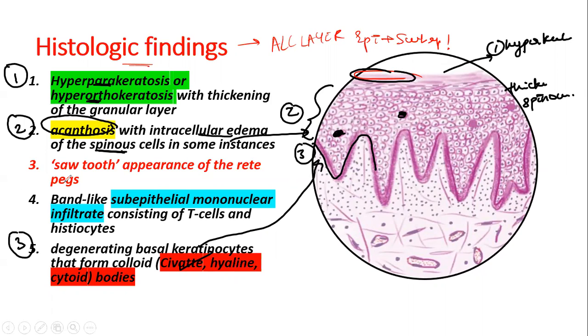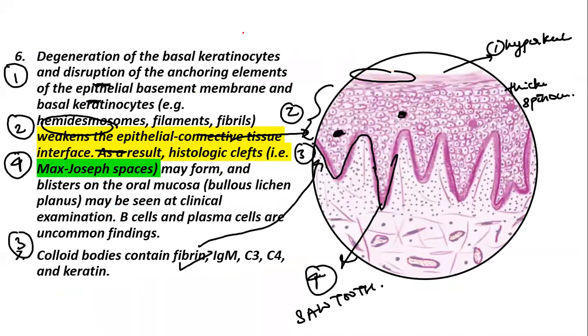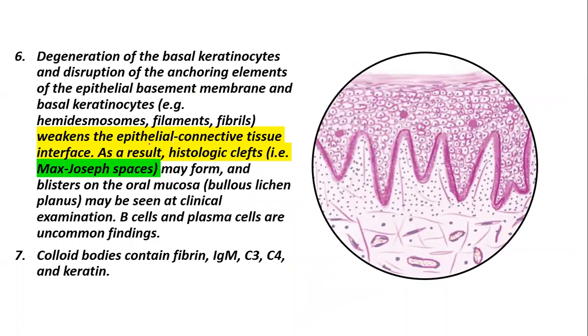keratinocytes with Civatte bodies. The fourth point is that the rete ridges are sawtooth in shape. Instead of the normal rete ridges, these rete ridges are sawtooth shaped. And the fifth point is that there is weakening of the epithelial connective tissue interface leading to Max Joseph spaces. So here you have the epithelium and here you have the connective tissue. There is weakening of the epithelial connective tissue interface leading to Max Joseph spaces, which are nothing but histological clefts.